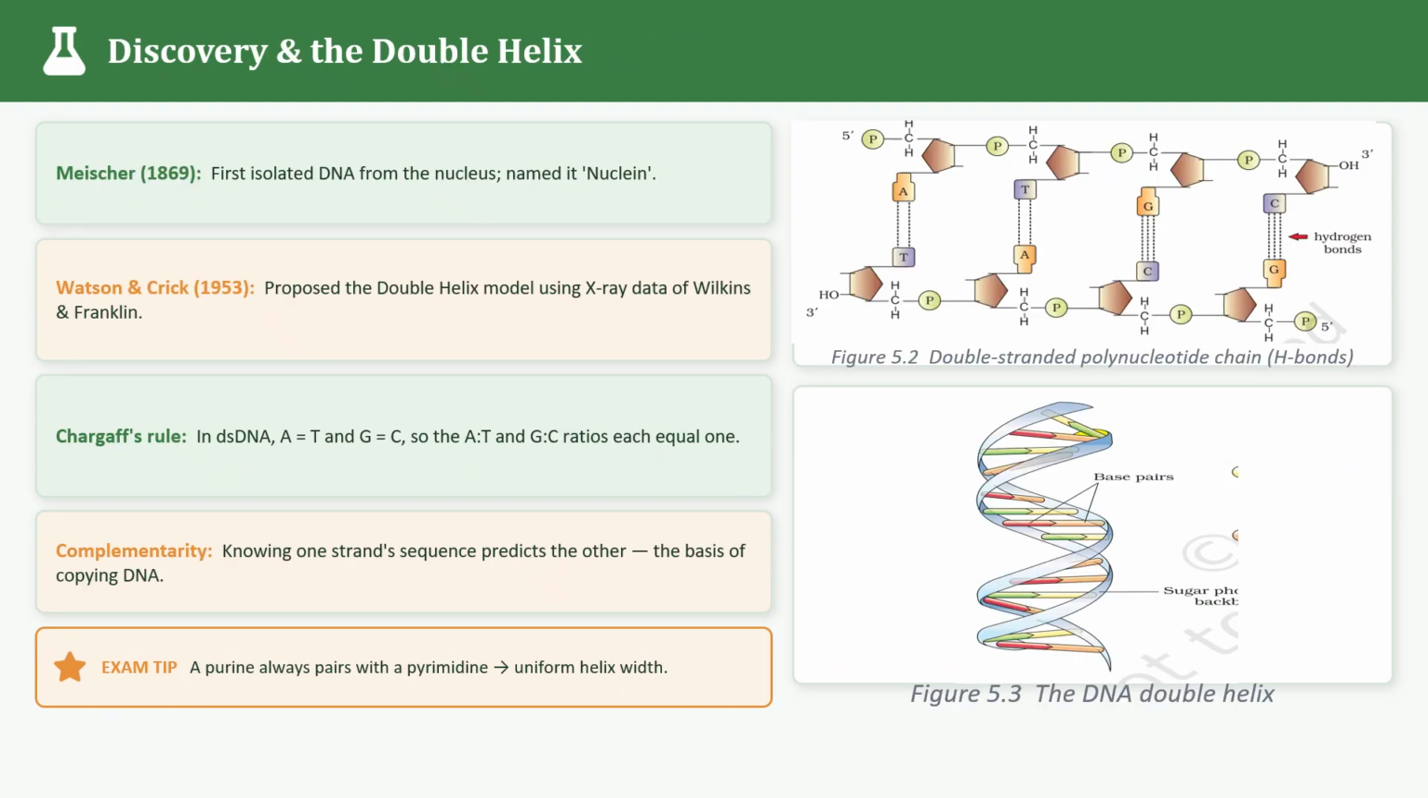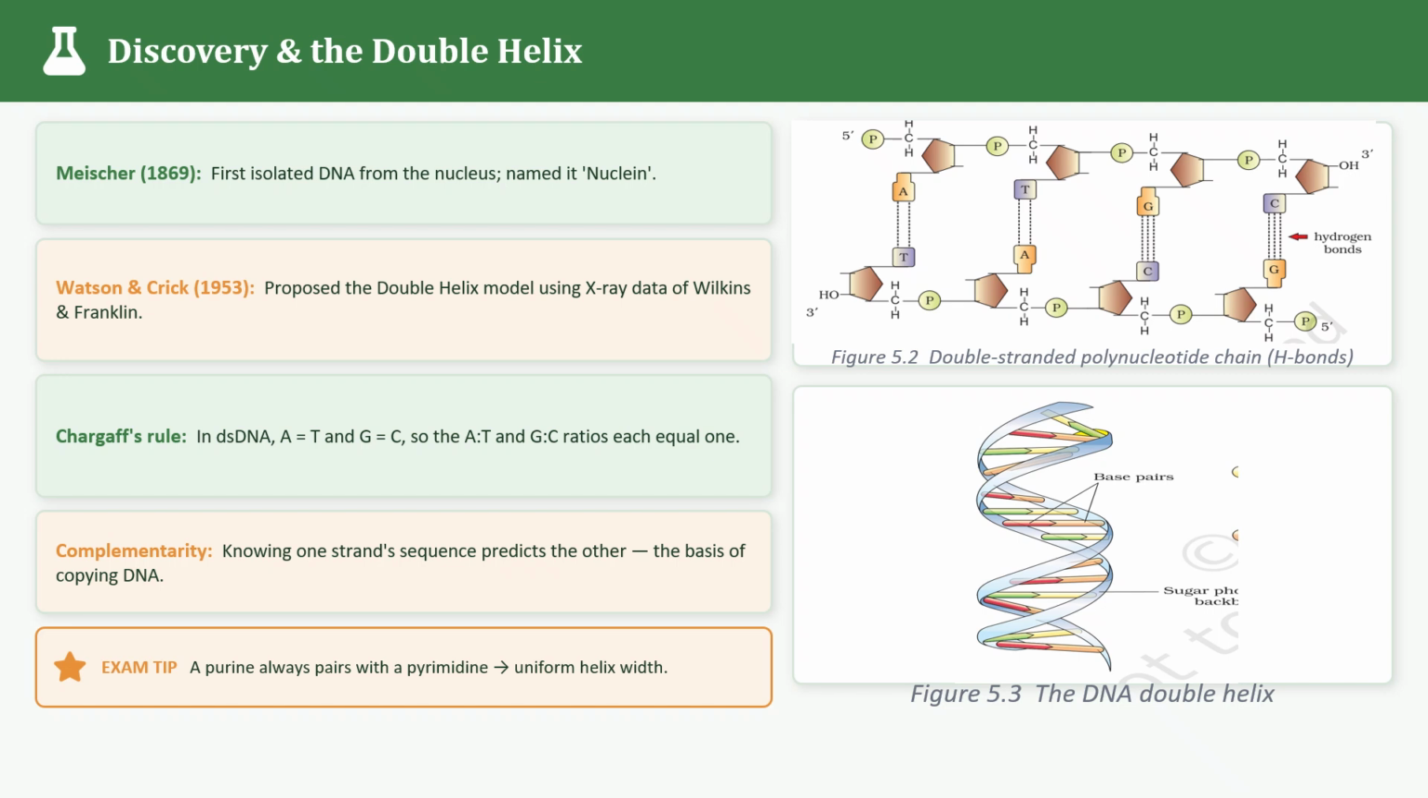So here is discovery and double helix. We understood the basic building block of DNA, right? The next question is, who discovered DNA and how did scientists find its structure? This is one of the most interesting stories in biology.